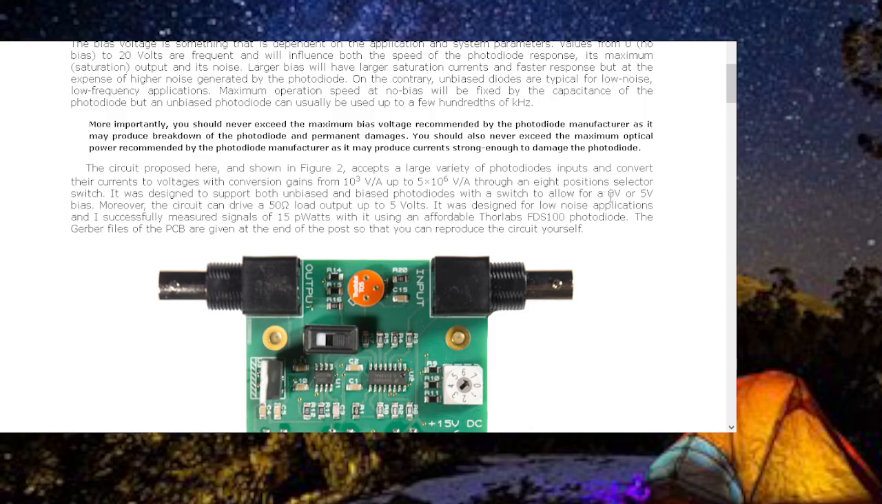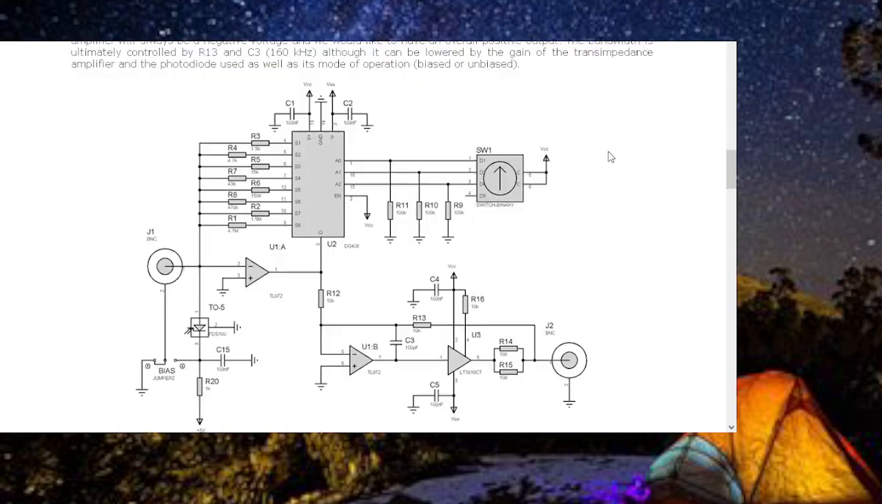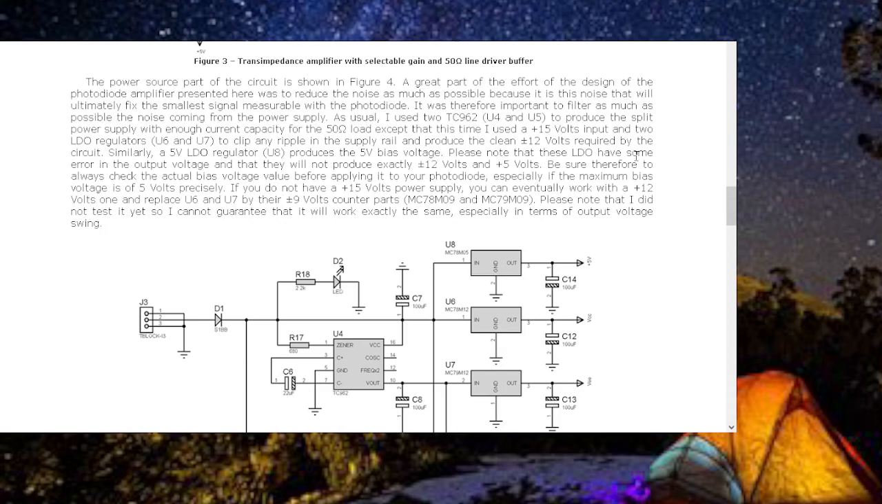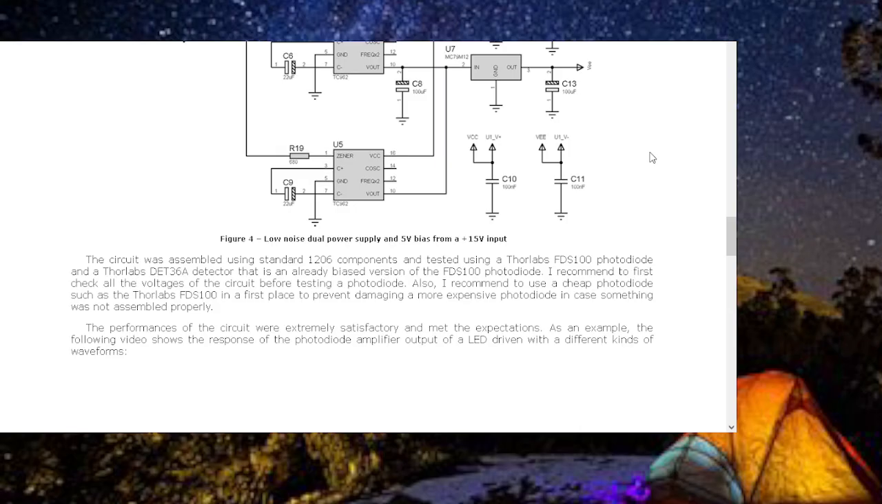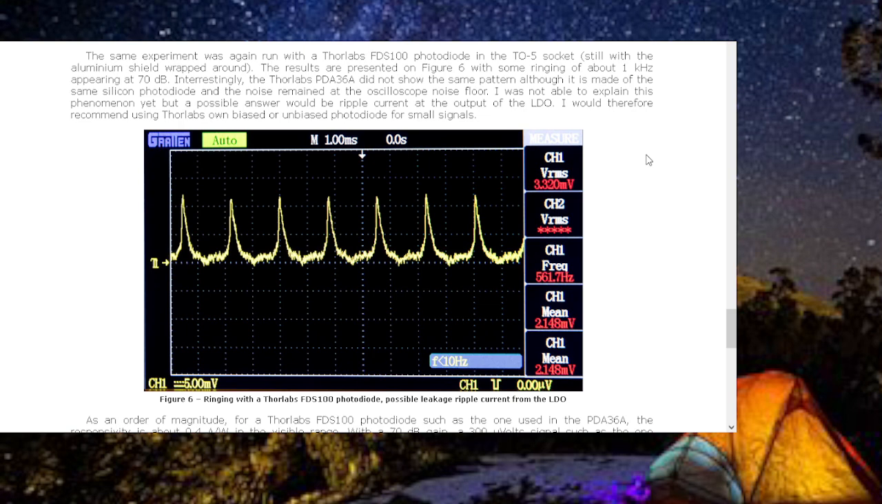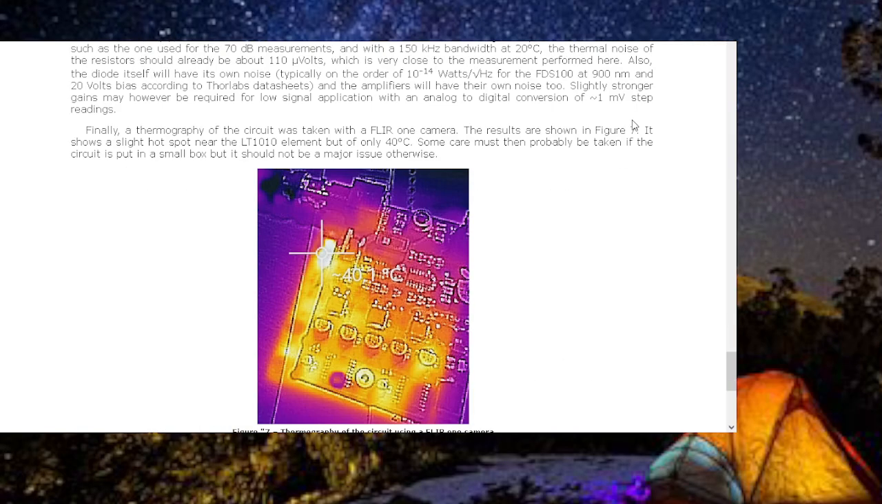This is probably for a little bit more energetics type stuff. 50 ohm loads, yada yada. Designed for low noise applications. Yeah, well, that's nice. I don't need that kind of stuff. I think this is assuming a little bit more ringing. We've got a ringing photodiode, possible leakage, ripple current from the LDO. Okay, that's nice. You see, they've already got problems with it.